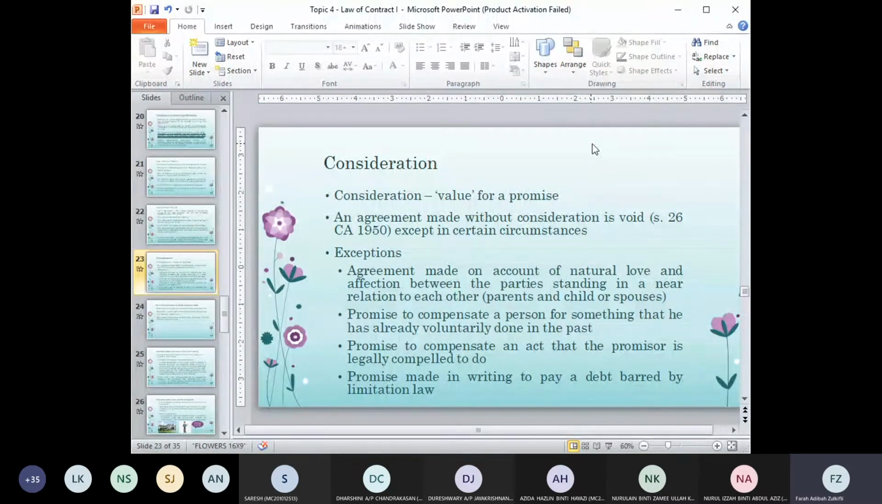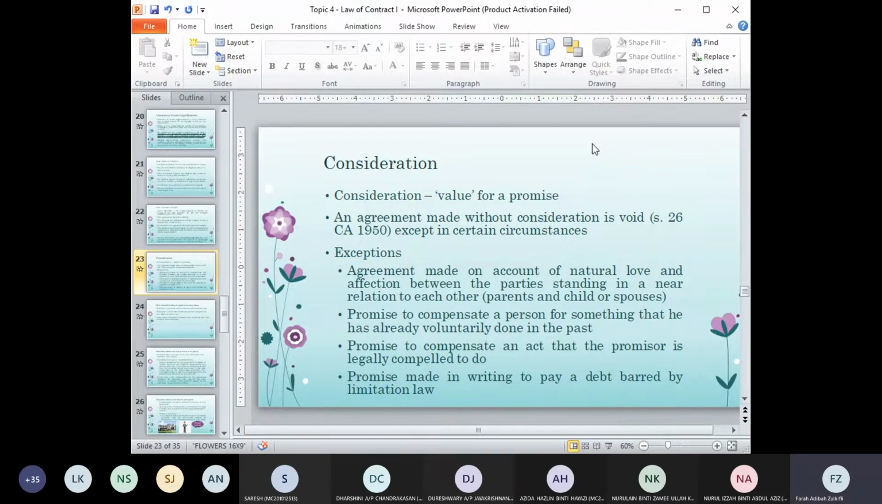The second exception is promise to compensate a person for something that he has already voluntarily done in the past. The easy example is, for example, someone is drowning. For example, you are drowning at the sea and then someone helps you. One person, a good person nearby, goes into the sea and saves you. Because you are feeling gratitude to that person, you say that I will give you 50,000 ringgit for saving my life.